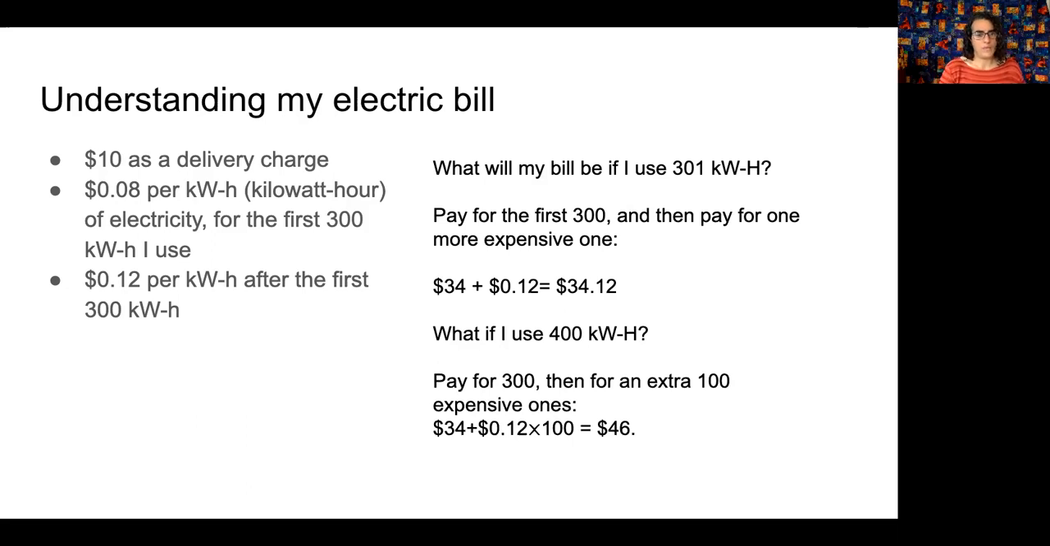Well, again, I would pay for my 300 cheap kilowatt hours. Then I would have an extra 100. How many more than those 300? An extra 100 expensive ones. So it'll be $34 plus 12 cents, $0.12, times the fact that I'll need to pay for 100 of those, and that works out to $46.